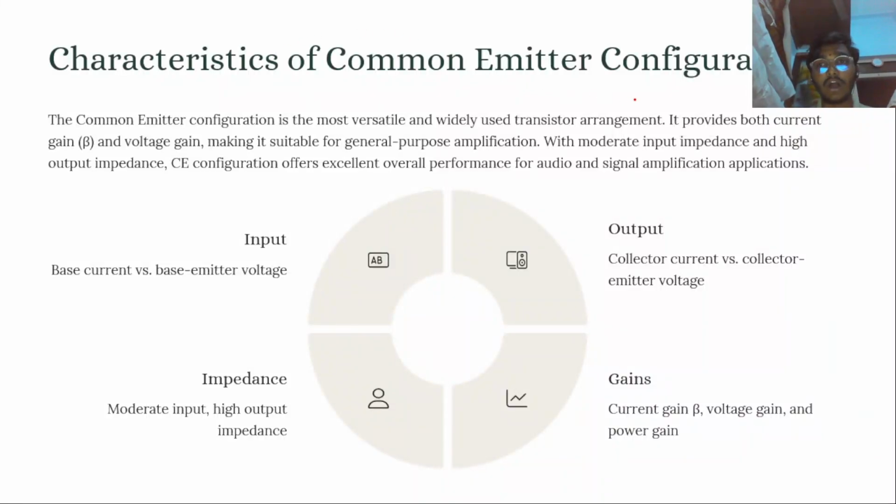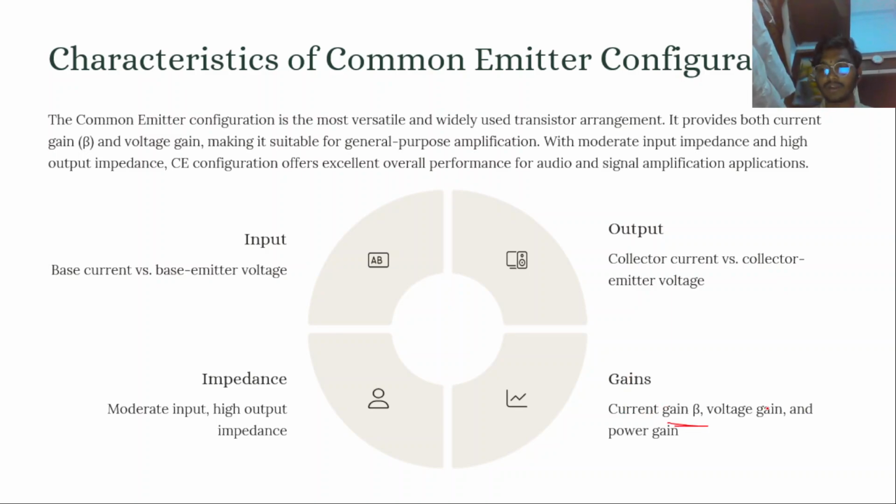Next, characteristics of a common emitter configuration. Common emitter configuration also has the same kind of characteristics. Likewise, input is taken at base and emitter, and output is taken from the collector and emitter. Input impedance is moderate, output impedance is high. Here the current gain is beta.